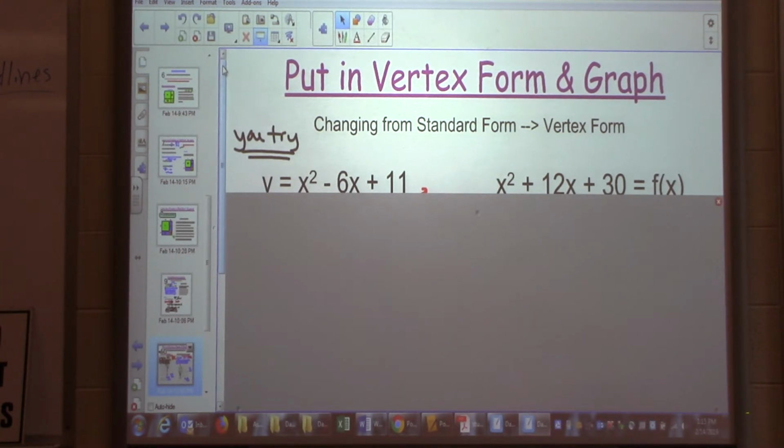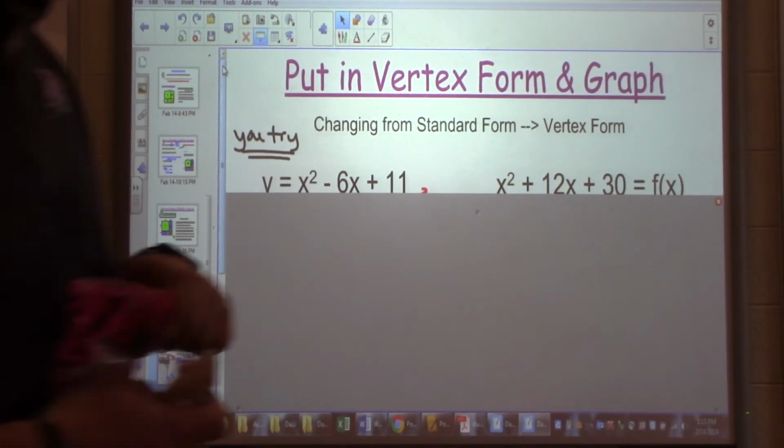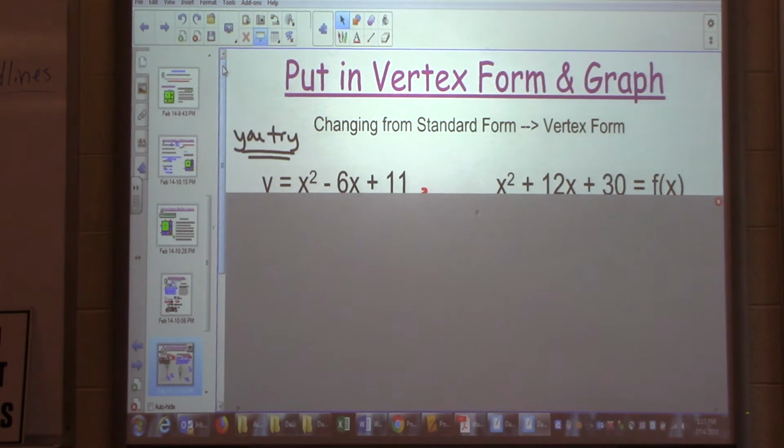Hey, have you done the 2 problems? Yep. Really? You graphed them? I didn't graph them. Make sure you graph them. How do you distinguish positive?